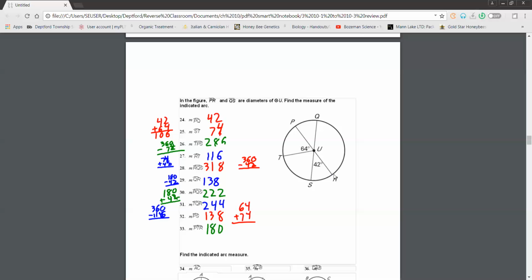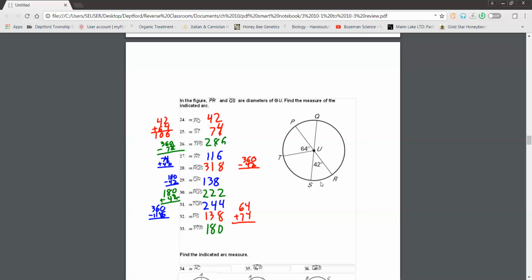Sometimes you have different options. So like RT, I added the 74 that I found and the 42 that they gave me here. That gave me 116. I could also do 180 minus the 64. That's here. You could also subtract from 360. I don't have a nice, easy number to use with that on this problem, so that's probably not a great idea. But for 28, it's RQS.